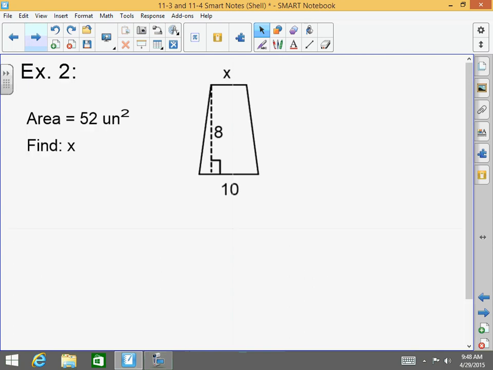Next. The area is 52. I want you to find x. Okay, plug in, guys. Area, remember, equals base 1 plus base 2 times height divided by 2.